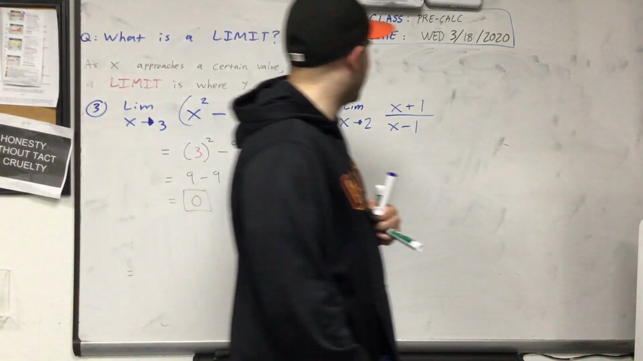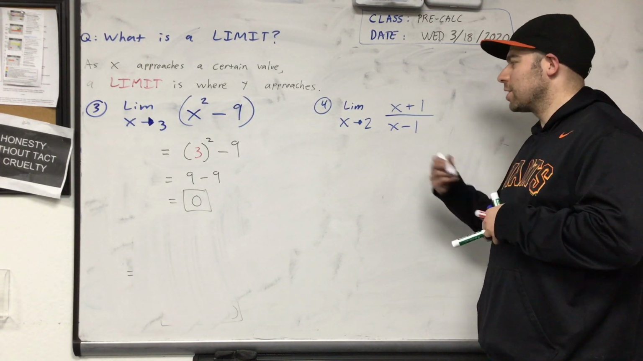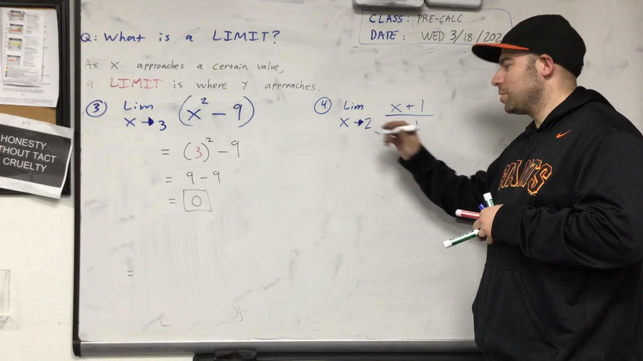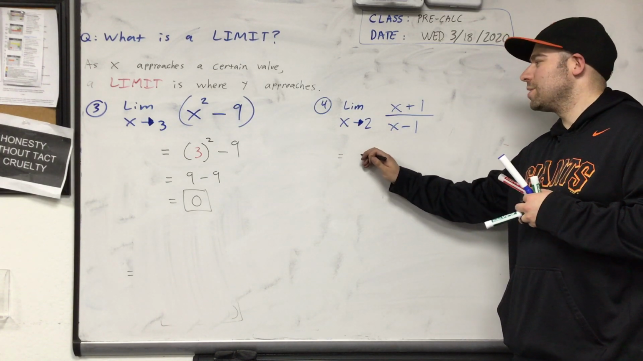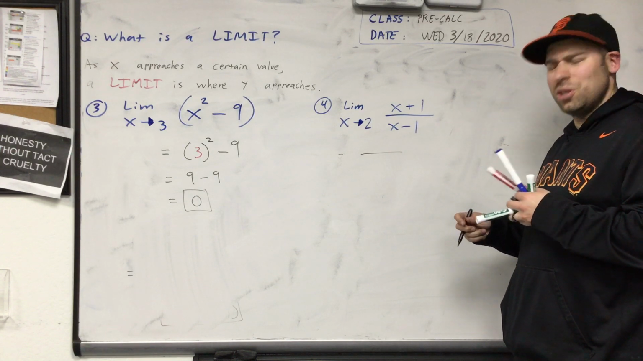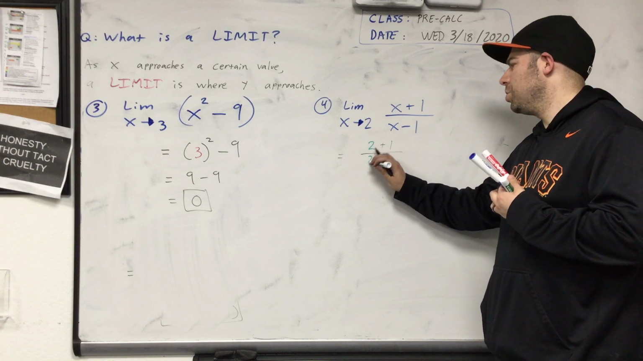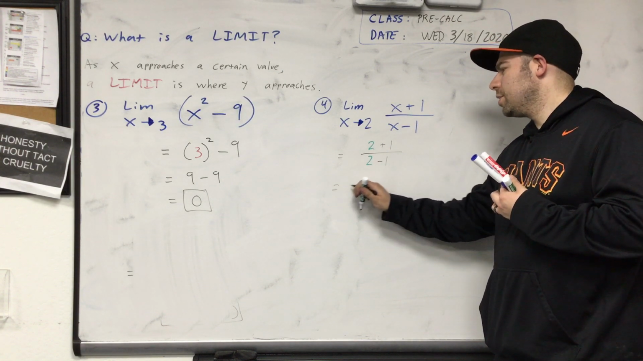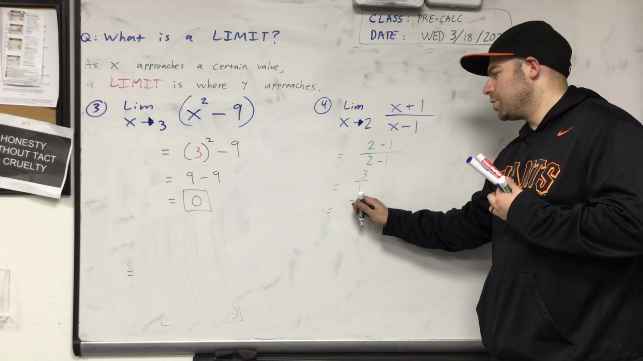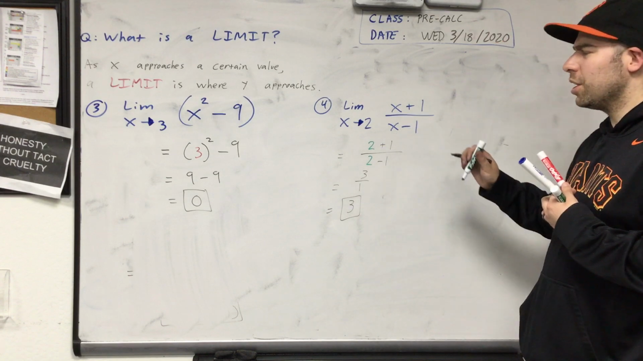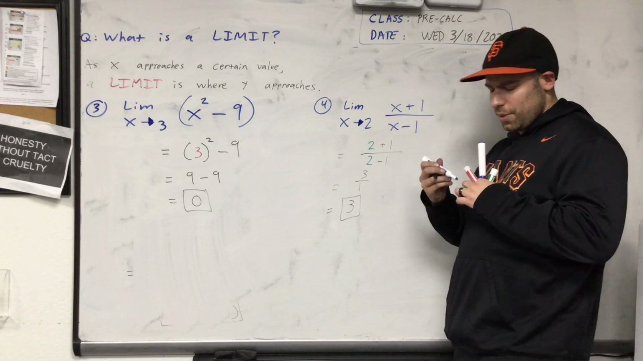Let's go with the limit as x approaches 2 of x plus 1 over x minus 1. Same old song and dance. Let's approach x equals 2 from the left and the right side. Or, you know what? Never know until you try. 2 plus 1 over 2 minus 1. So that'd be 3 over 1. 3 over 1 is 3. As x gets closer and closer to 2, y gets closer and closer to 3.